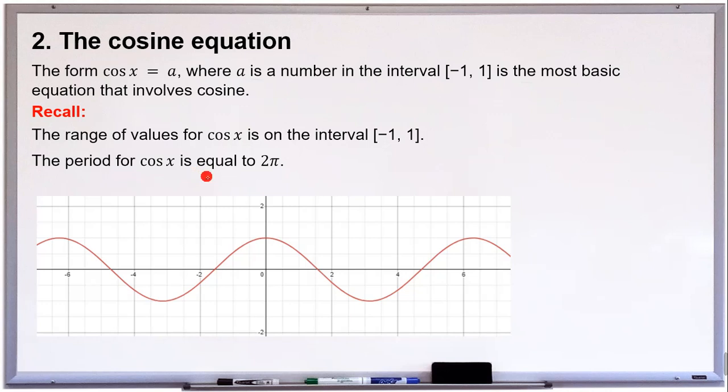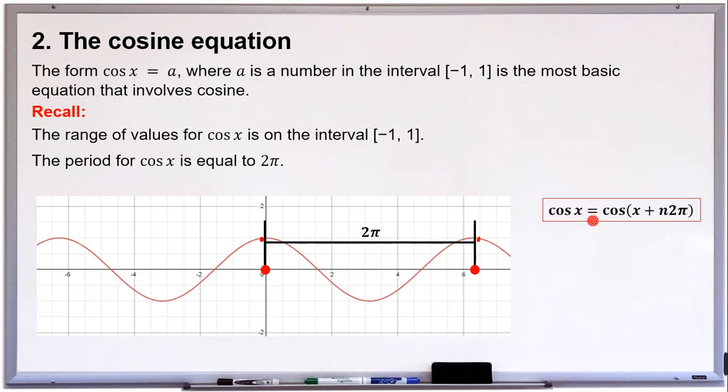We can visualize that on our cosine graph. This is the graph of our cosine, and this right here is the period. The initial value of cosine right here is equal to the next one. The length of this is 2 pi in terms of its angle. So the formula for the period: cosine of x is equal to cosine of x plus n times 2 pi, where n is any integer.